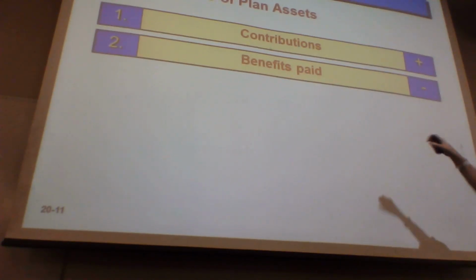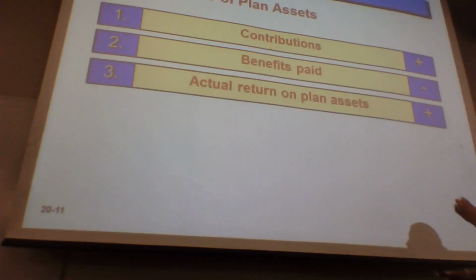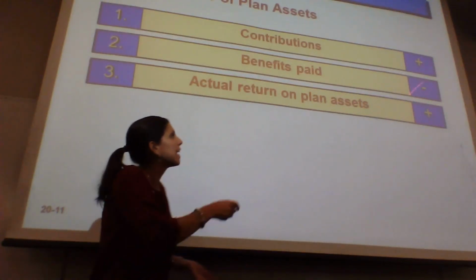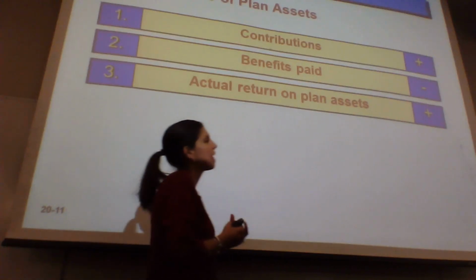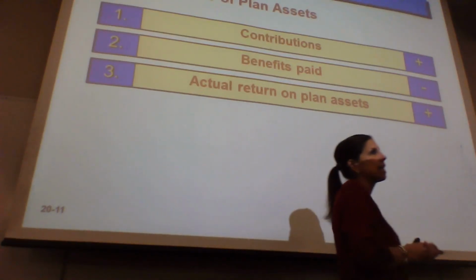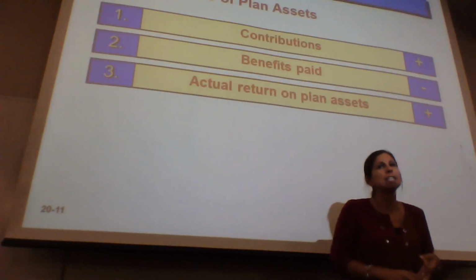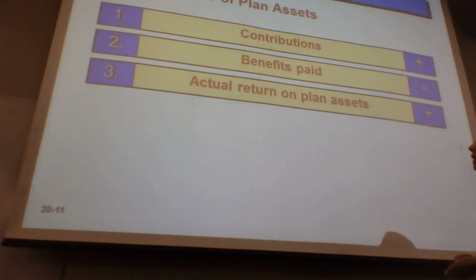As benefits are paid, it reduces the plan assets. And if we have any sort of return on our plan assets, generally it's going to increase. Hopefully, when market conditions are good, it's going to increase the balance on our plan assets. These are things like interest that we receive, dividends that we receive, increase in the fair value of our plan assets. That's our actual return on our plan assets.